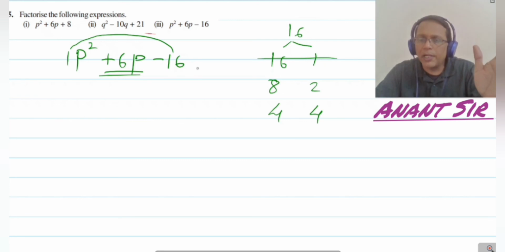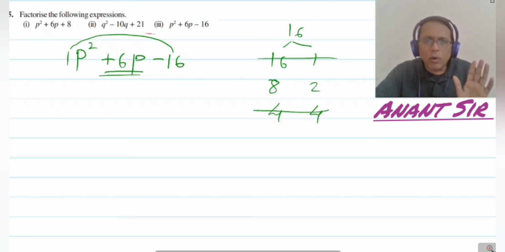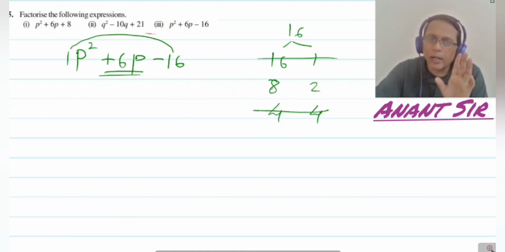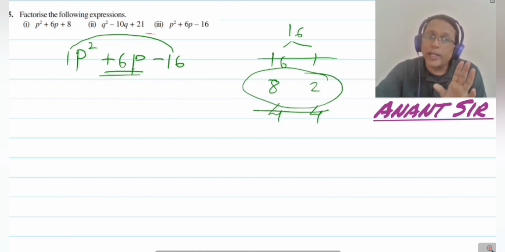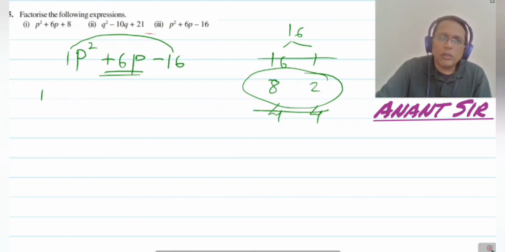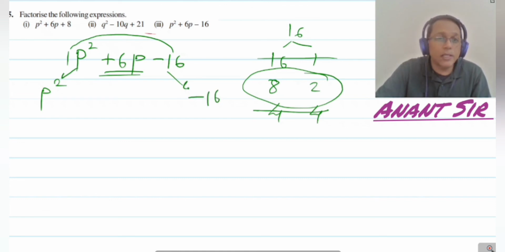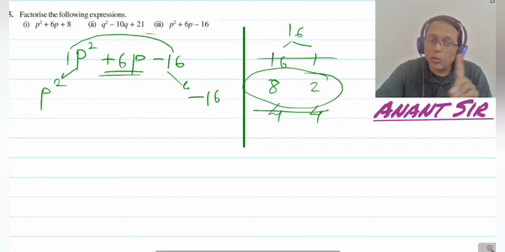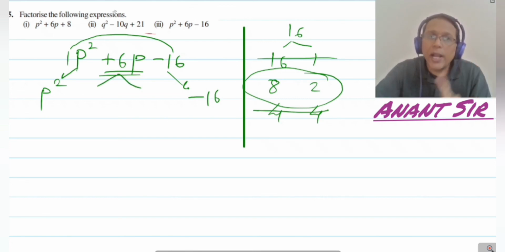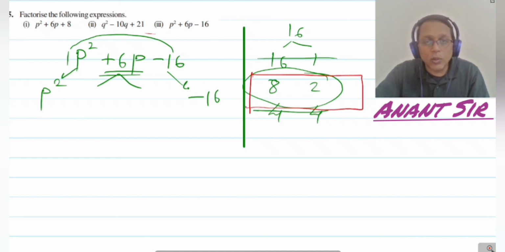We are not getting the middle term, forget that. 4 and 4, if we add we get 8, subtract we get 0, we don't get the middle term, so forget that also. Now 8 minus 2 we get 6, so this is our important pair. Now how to solve this further? Keep the first term as it is, keep the last term as it is, don't change the signs. And now we don't write the middle term, we split that term into this 8 and 2. I told you how to give the signs.